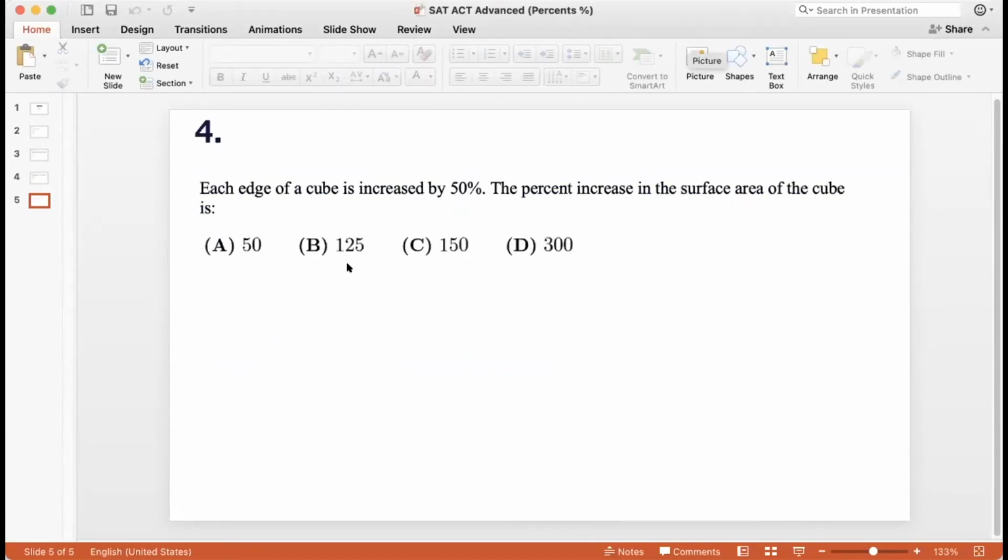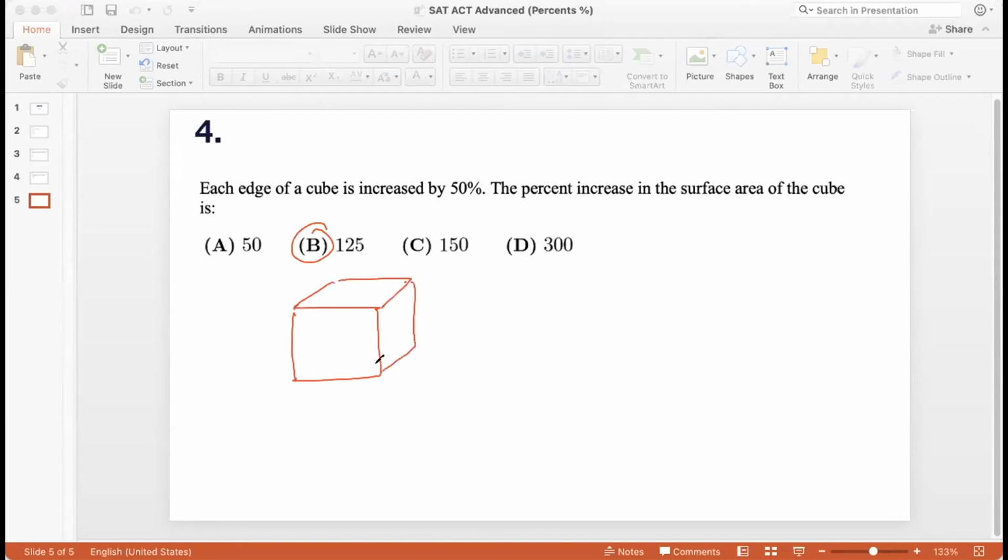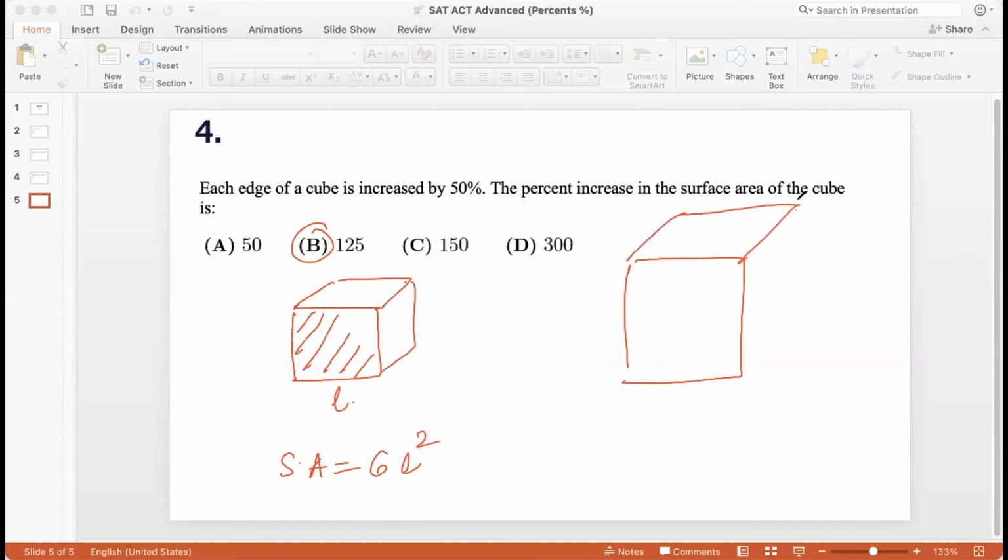So the right answer for this question is option B. So let's say I have a cube here, right? And the edge length of the cube is L. So the surface area will be 6 times L squared, right? Because one face is L squared and there are 6 such faces. Now I have another cube. This is a bigger cube where the length is now 1.5 L because it has been increased by 50%.